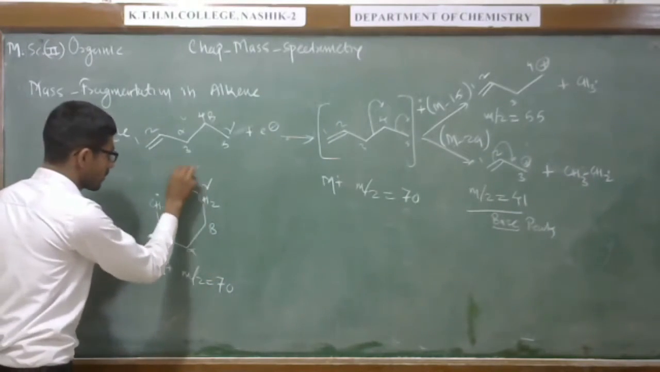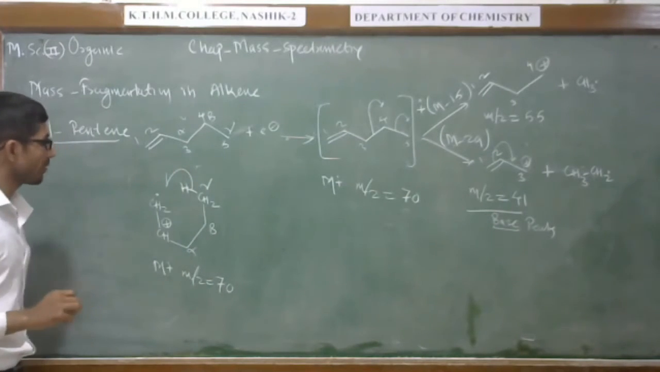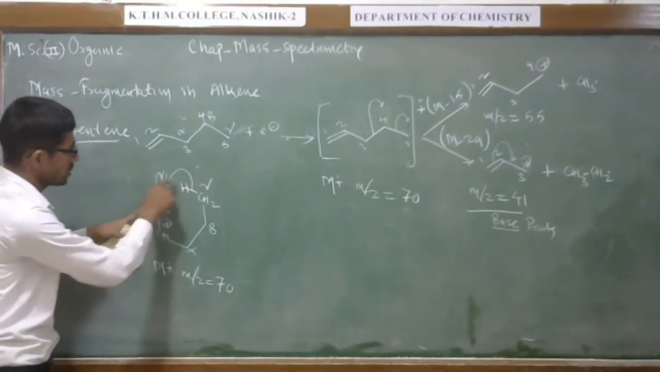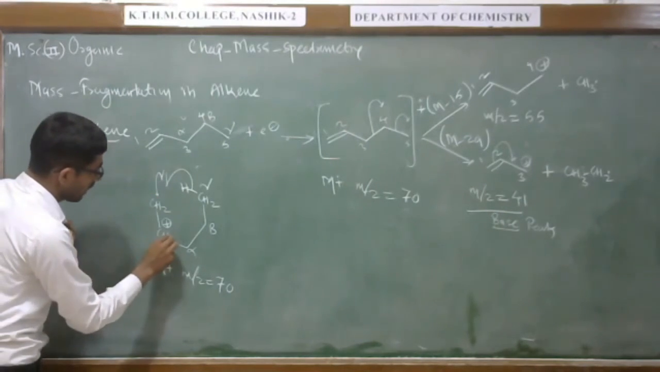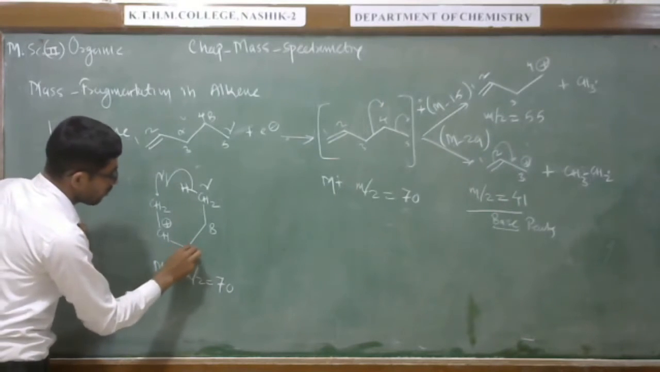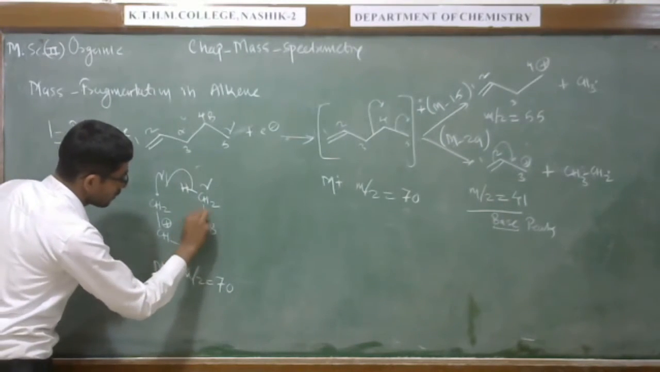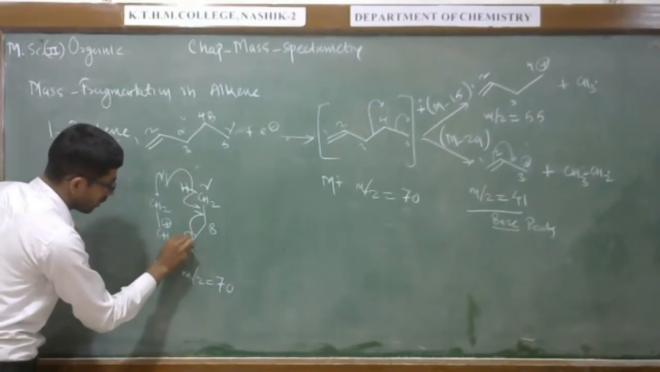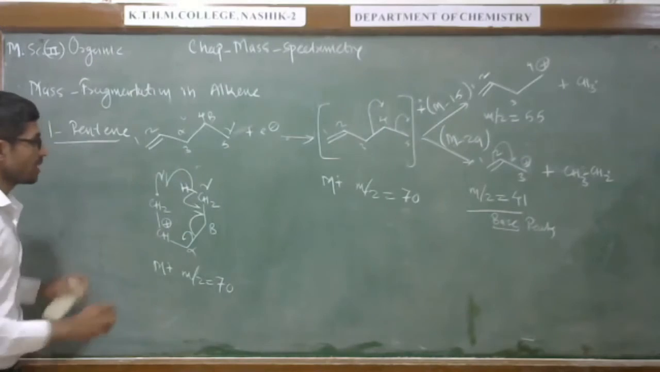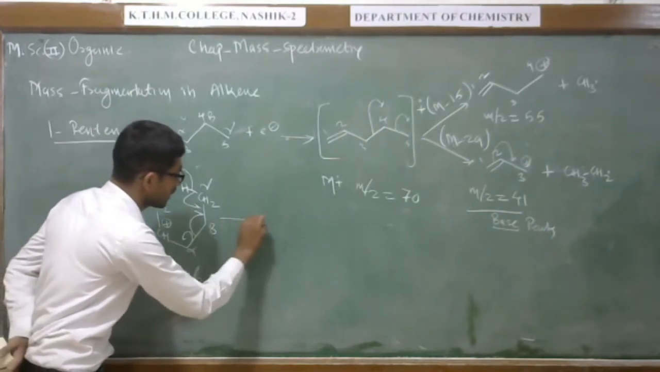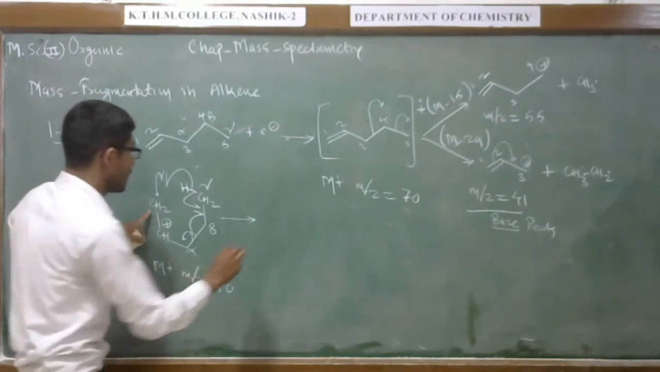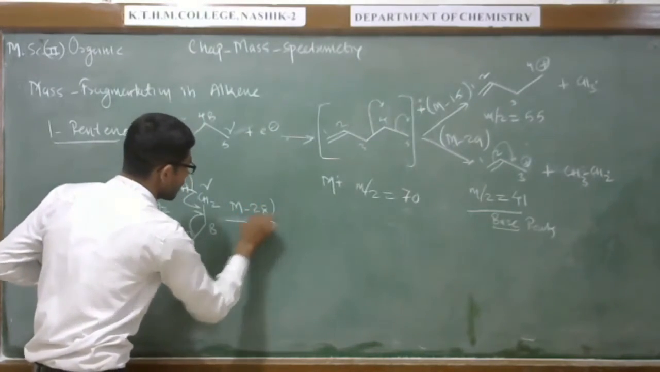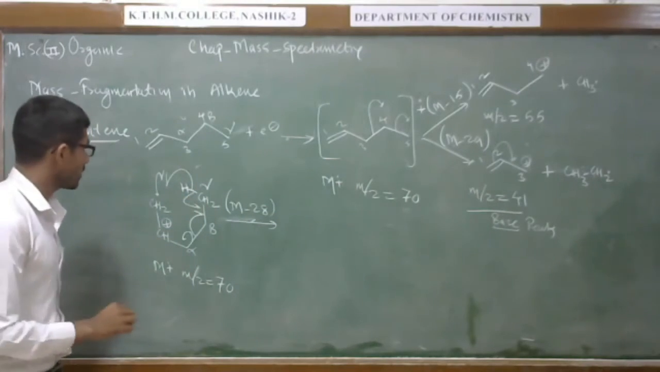After this, gamma hydrogen is attracted to this carbon, so this bond forms here. At the same time, what happens here? The bond between alpha and beta breaks. So this electron is transferred here, in the same way this electron is transferred here, and at the same time this electron is transferred to the alpha carbon. Because the bond between alpha and beta breaks, we get the M minus 28 peak, meaning loss of ethylene, M minus 28.